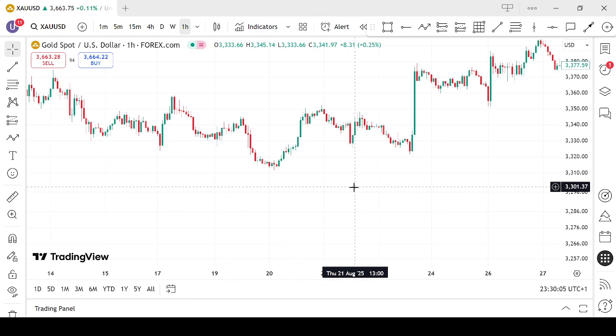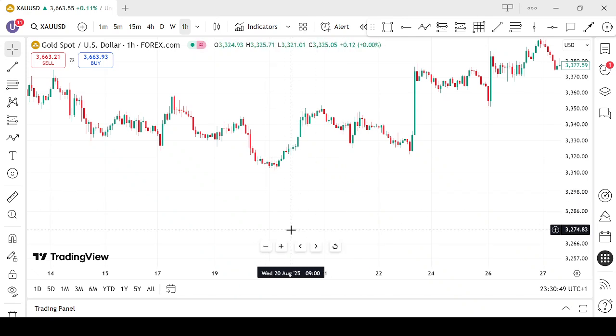The third one will be gold futures, that's contracts to buy or sell gold at a predetermined price on a future date. Now these offer high leverage but come with higher risks and require understanding contract specifications. The last way we can trade gold would be gold CFDs, that's contracts for difference. Now this allows you to speculate on gold price movement without owning gold directly. CFDs provide leverage and easy margin trading but can be risky for beginners.